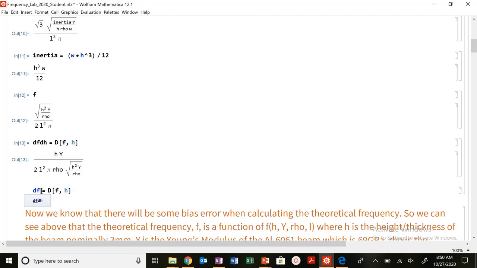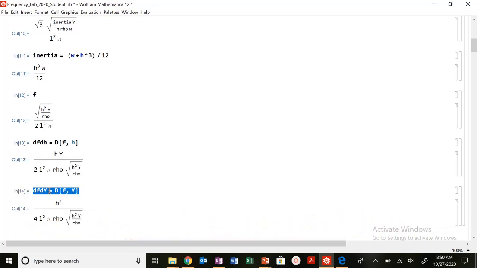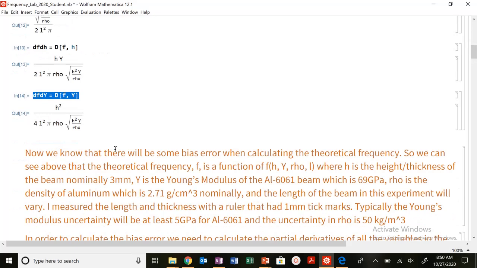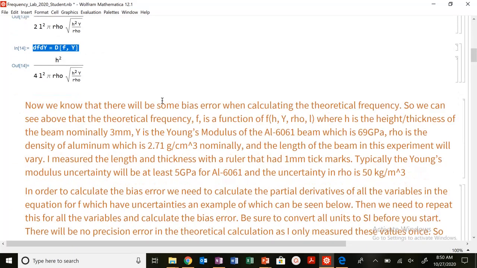So df/dY, function of Y, and you could double check here, etc. So you can see where we're going with this. So there's going to be some bias when we're calculating the theoretical frequency.